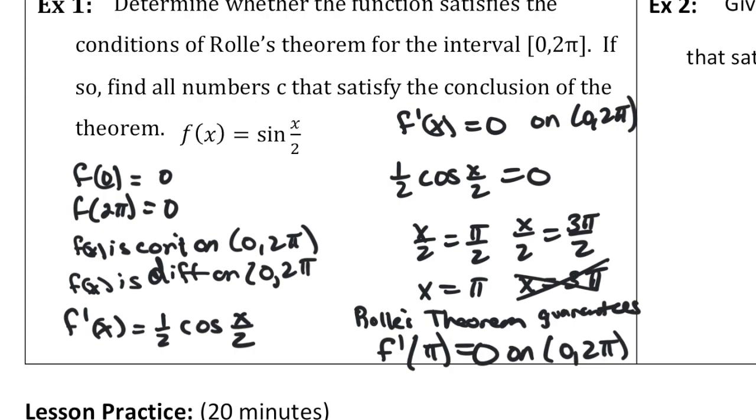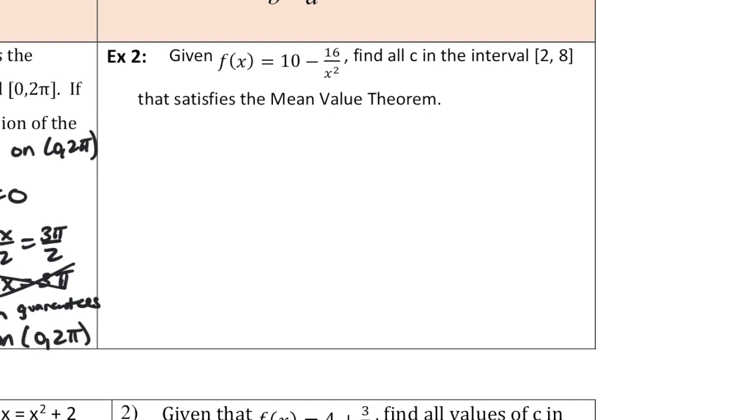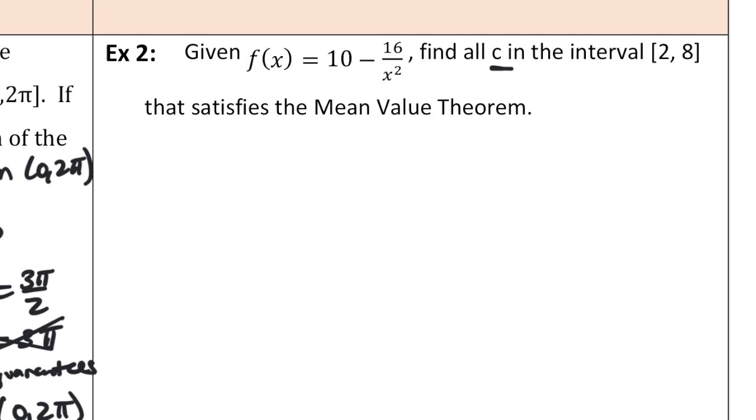All right, now let's take a look at example 2. For example 2, we want to find all c on the interval [2, 8] that satisfy the mean value theorem. So we're not really concerned about the endpoints this time as part of our hypothesis. But let's think about f(x). f(x) is continuous on [2, 8]. It does have a discontinuity at 0, but that's not on our interval, so it is fine.